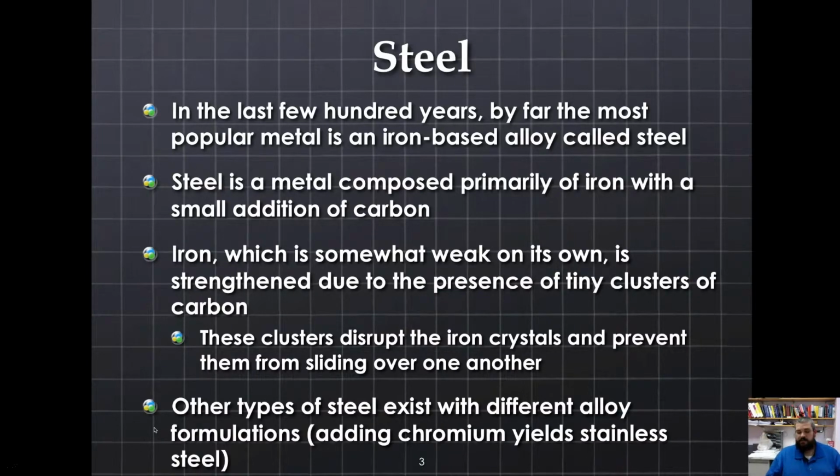There are other types of steels that exist as well, where you add different alloying elements. Steel is considered an alloy where you mix different metals together. A common example is that adding chromium to a normal steel gives stainless steel. The chromium there provides protection against corrosion.